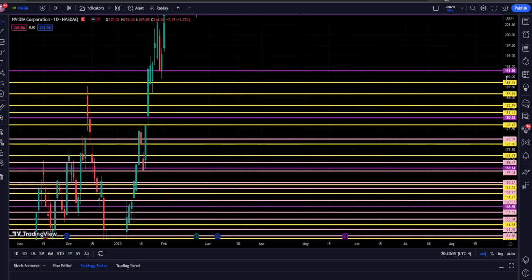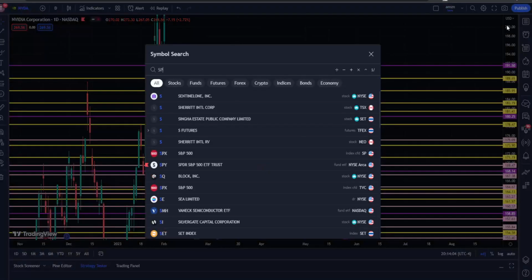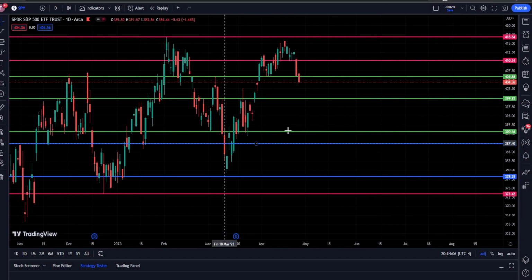Like my purple is my 1 day, my yellow is my 15 minutes, my pink is my 4 hour. This is something that I've tested. This is something that I've traded with and something I made money with. So that's why I'm trying to put it out there. And if you guys have any questions whatsoever, I'm gonna answer them. Just tag me, and I'll see the message.